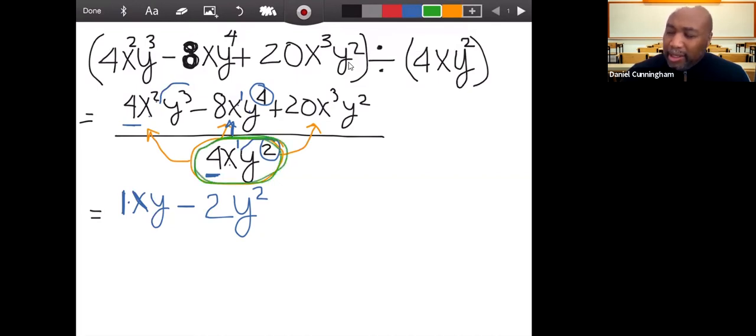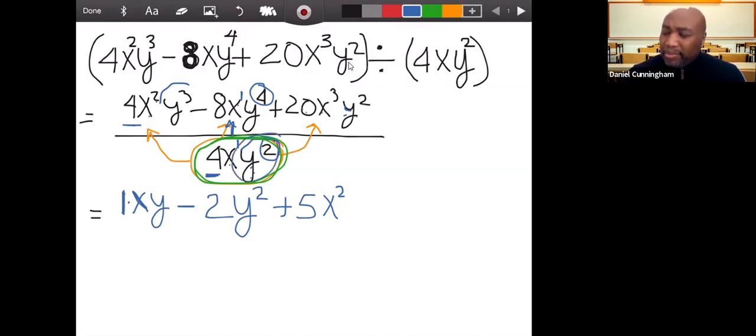We got 4xy squared. Do the coefficients. In this case, I'll put it back in blue so you know that. 20 divided by 4 is 5. We have x cubed on the top, x on the bottom. That gives you x squared on the top. You have y squared and y squared, top and bottom. They cancel out. So that's where we stop, because both of them are squared.